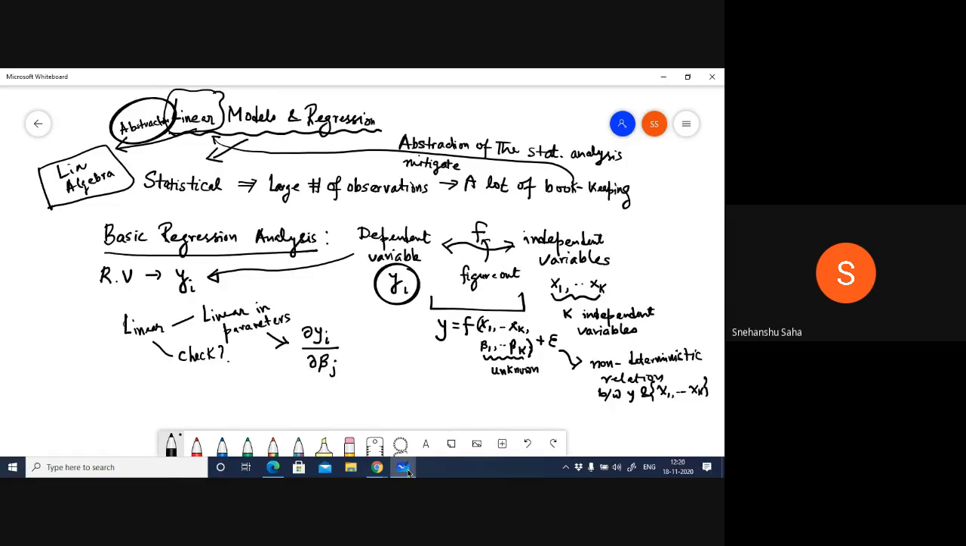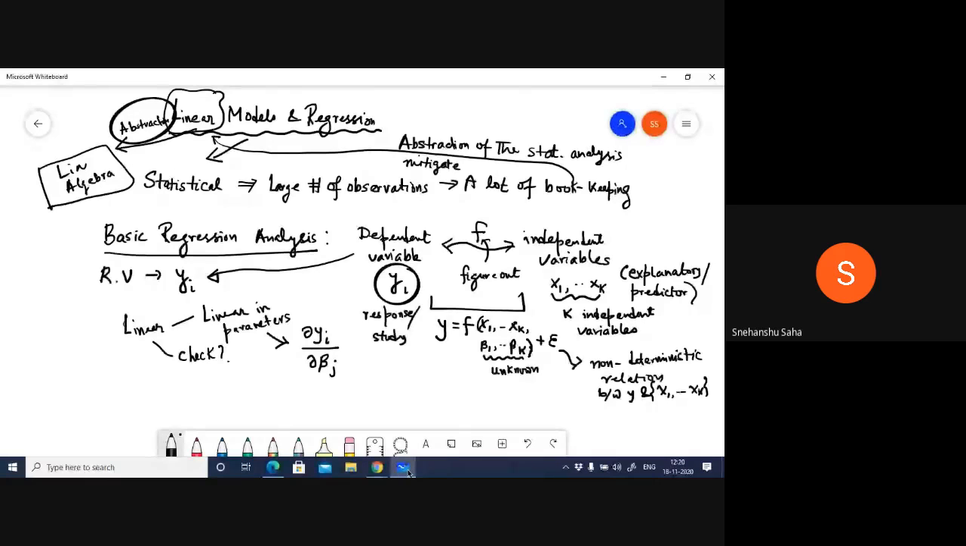So you can clearly see that the linearity or non-linearity of the model does not depend on the linearity or non-linearity of the independent variables x1 through xk. By the way, these are also called explanatory or predictor variables, and y is called the response variable or study variable. You can call it whatever you want, response or study variable.